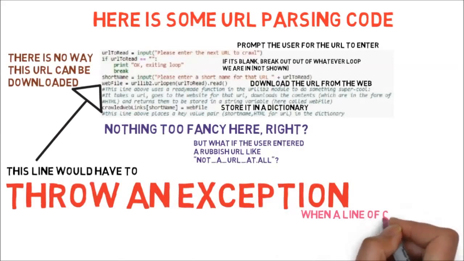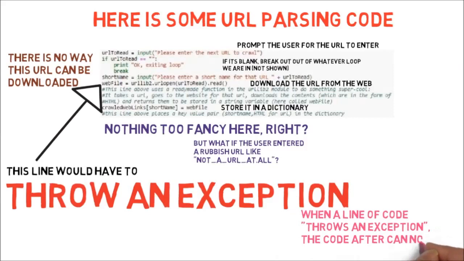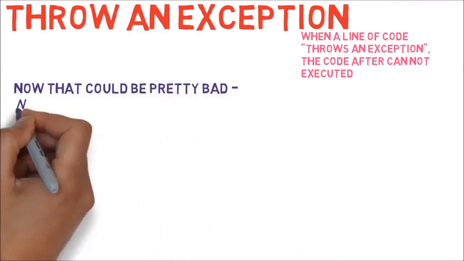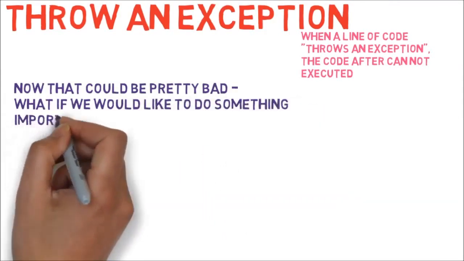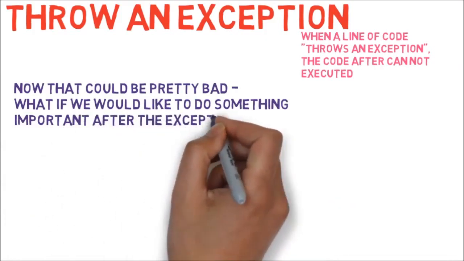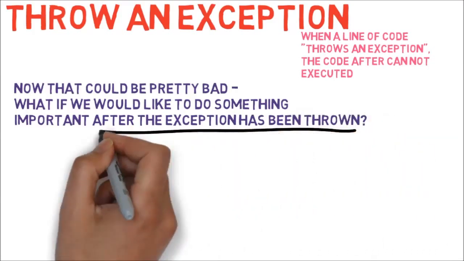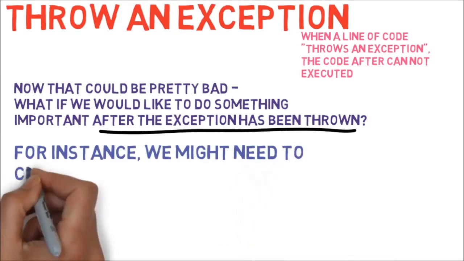Whenever a line of code throws an exception, the next part of the program following that line cannot be executed, because the program will assume that whatever comes next depends on whatever has come till now. So since your program has stopped or thrown an exception, it cannot move on to the next line. Now, this could actually turn out to be pretty bad. What would happen if this exception is thrown and you wanted to do something really important after this particular line? Something that needs to be done regardless of whether the previous lines of code have been executed or not. So after the exception has been thrown, you still want a particular piece of code to be executed. How do you make sure this happens?